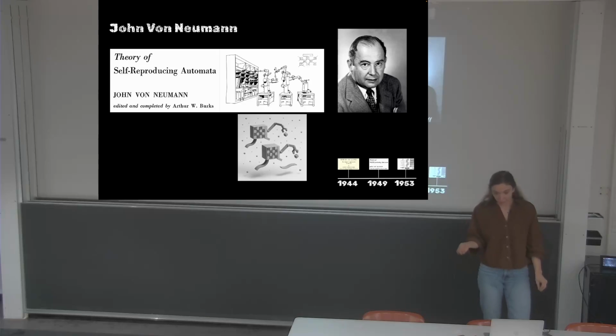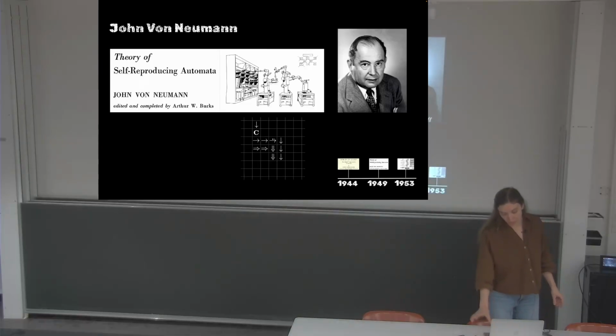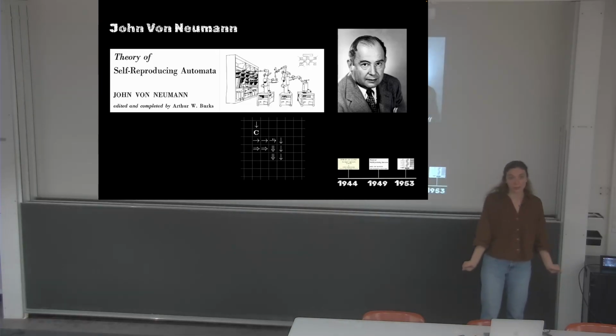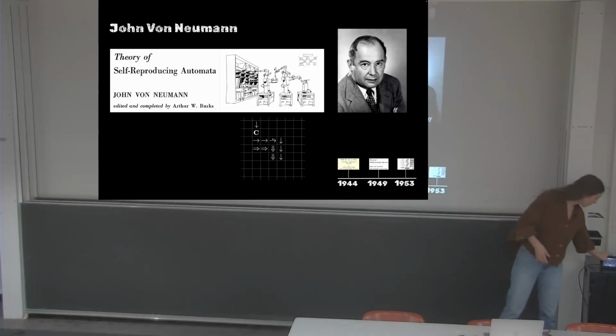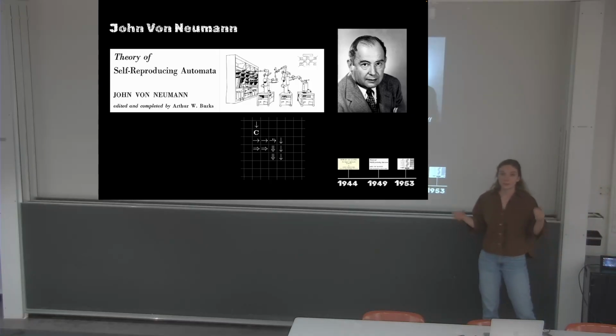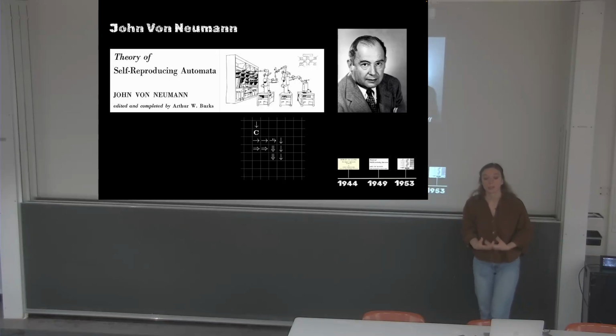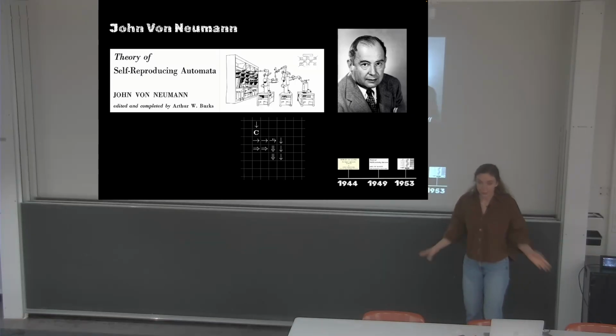So in order to complete his construction with full mathematical rigor, he actually switched to another model that was suggested to him by Stanislav Ulam. So just out of curiosity, who here knows about cellular automata? Great. So just a very brief description.